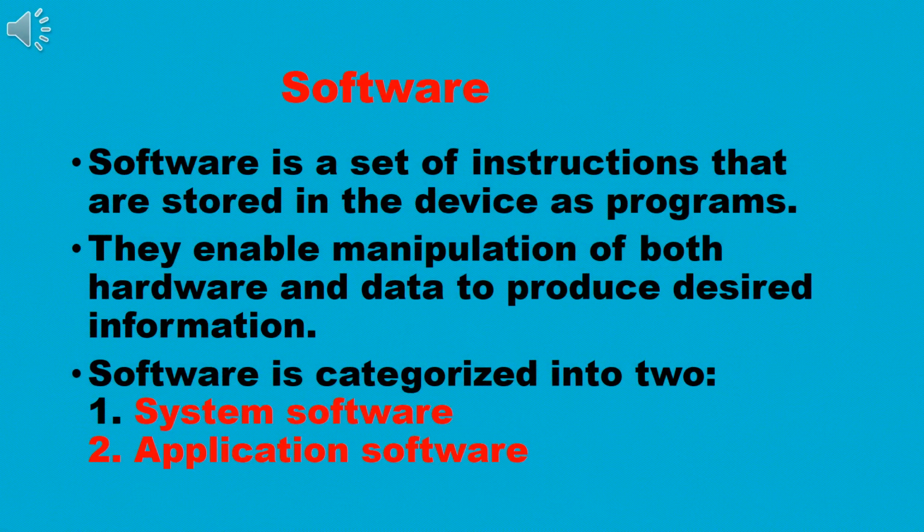Software. Software is a set of instructions that are stored in the device as programs. They enable manipulation of both hardware and data to produce desired information. Software is categorized into two: system software and application software.